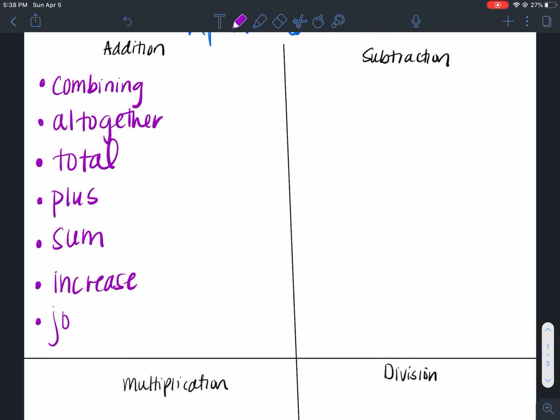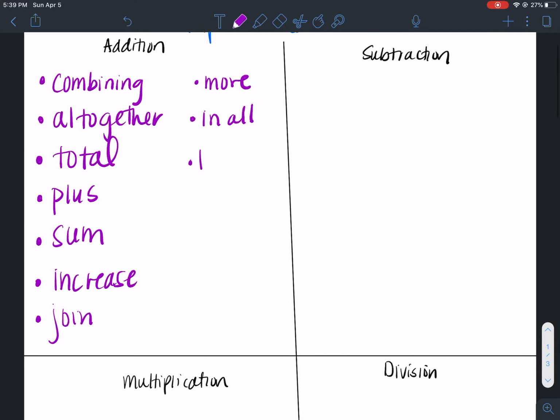Joining something together. If I join two amounts of money, I'm going to be adding them together. More. If I say he gave me 2 more, okay, I'm going to go ahead and add that together. In all is another one. Both. If I say both of these combined, which kind of goes back to the combining one, I already have increase, joined, all together. So these are some keywords.